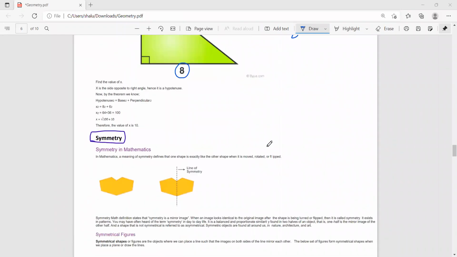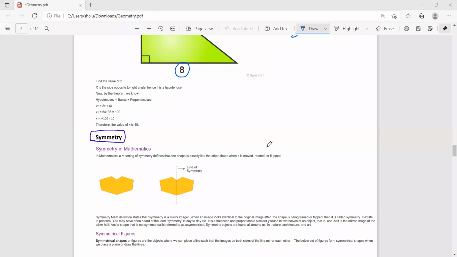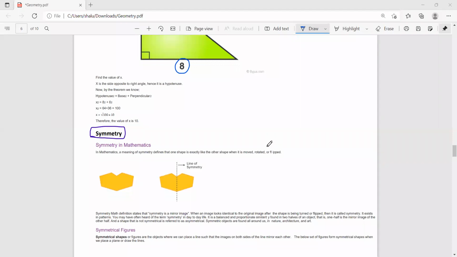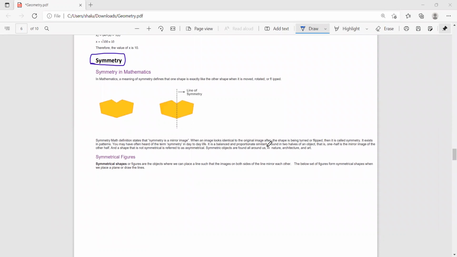Now let's move to our next topic, which is symmetry. This topic is not that important, and also it does not consist of many things. So in mathematics, the meaning of symmetry is that one shape is exactly like the other shape when it is moved, rotated, or flipped. When one side is exactly the same as the other side, this is called symmetry. And the line which divides it into these two shapes is called the line of symmetry.